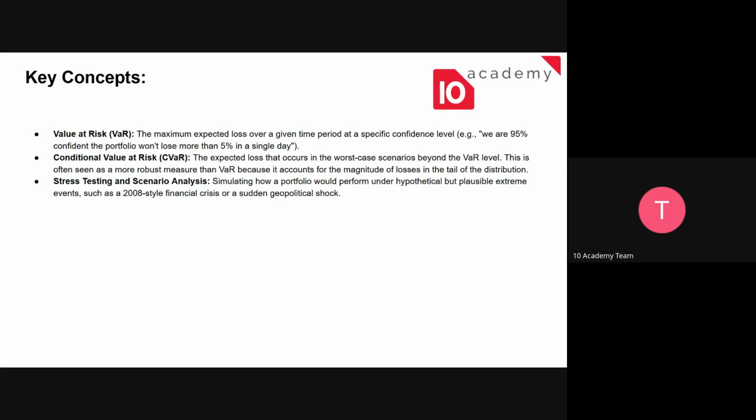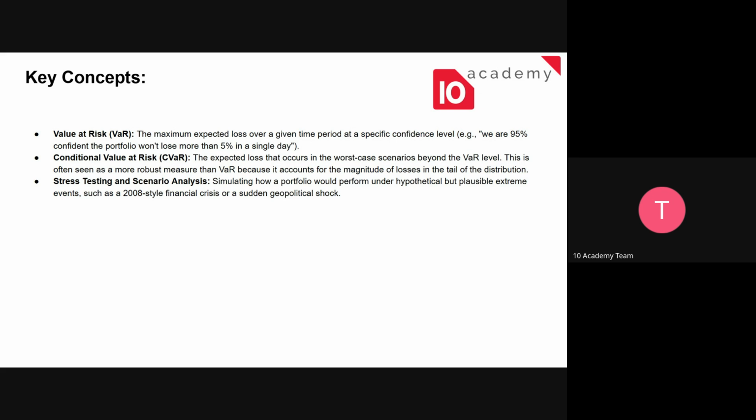But there is a conditional value at risk, which is the expected loss that occurs in the worst case scenario beyond the VAR level. So it is often seen as a more robust measure than VAR because it accounts for the magnitude of loss in the tail of the distribution. It can help us take that type of measurement, because it is trying to see risks or values that are beyond the VAR, beyond the values that we have set for the VAR.